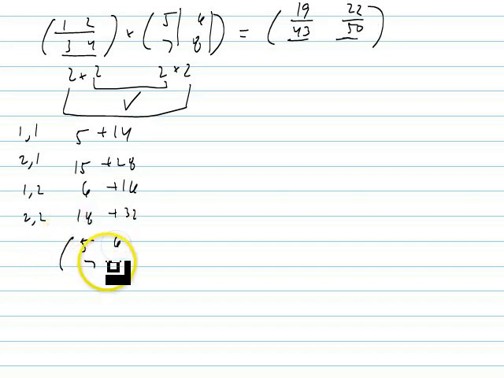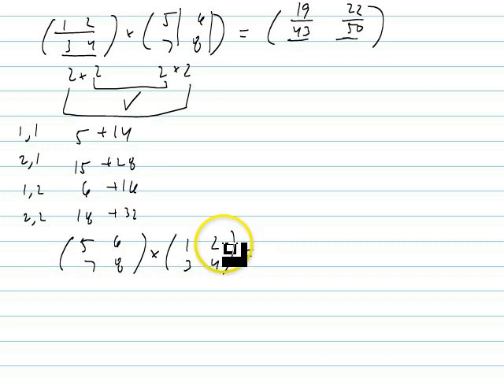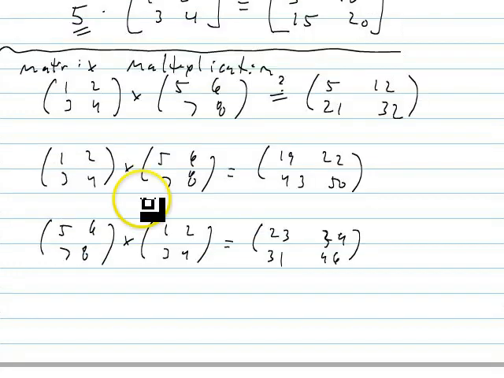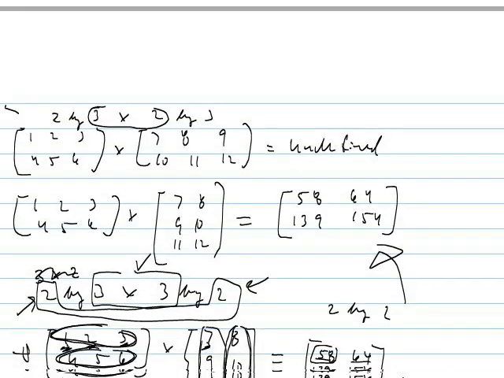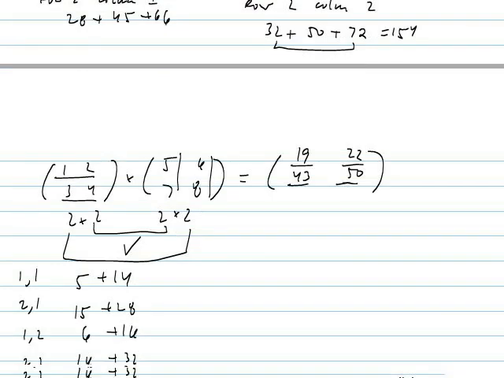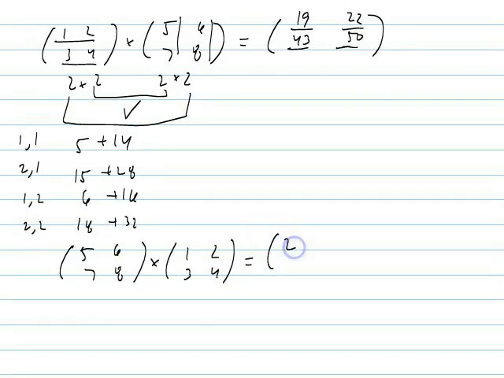As extra practice, we could do what happens if we multiply them with the 5, 6, 7, 8 on the left. You would find that you get a different answer. Back here we did it on the calculator and got 23, 34, 31, 46. And that would be a good practice question.